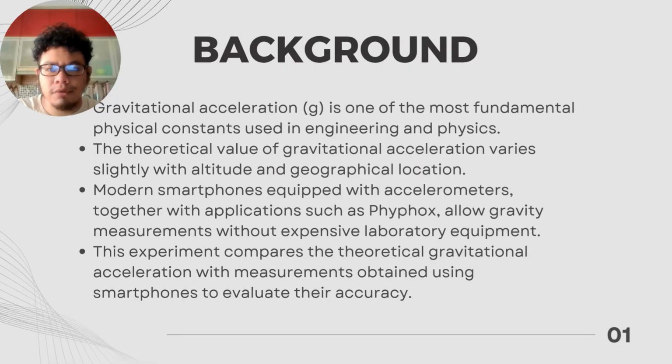First part is the background. The gravitational acceleration, g, is one of the most fundamental physical constants used in engineering and physics. The theoretical value of gravitational acceleration varies slightly with altitude and geographical location. Right now, modern smartphones are equipped with an accelerometer, together with applications such as Phyphox that allow gravity measurement without expensive laboratory equipment. This experiment compared the theoretical gravitational acceleration with measurements obtained using a smartphone to evaluate their accuracy.